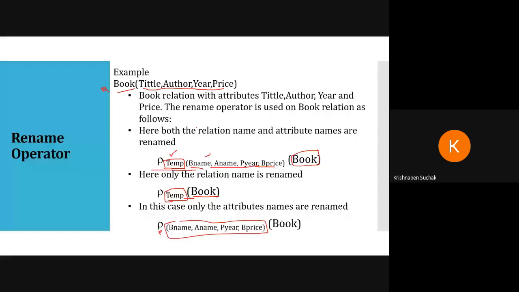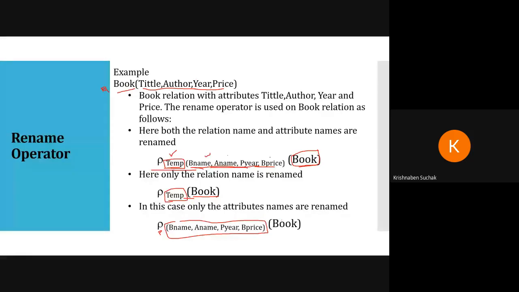Okay, so here in this example, in the first example, we are renaming table name and attributes name, right? How are we doing that? Here we have given relation book, which already exists in our database. So what we are doing here, we are writing temp and in brackets we are listing all the attribute names, that is B name, A name, P year and B price. So title will be renamed as B name, author will be renamed as A name, year will be renamed as P year, that is published year, and price will be renamed as B price.